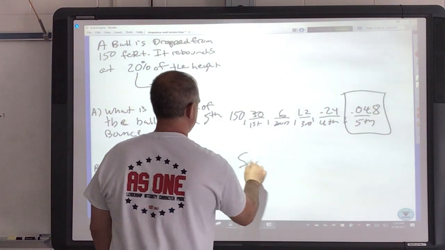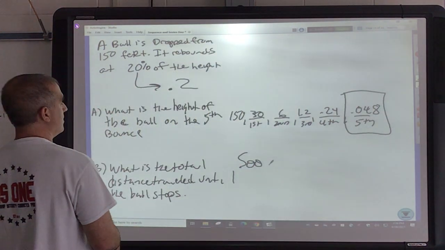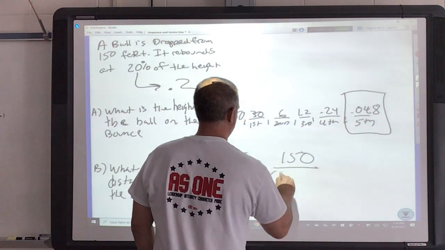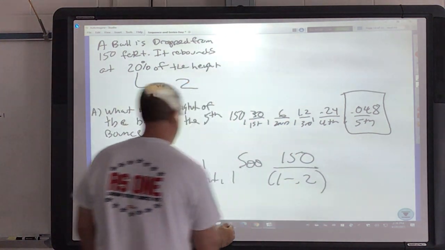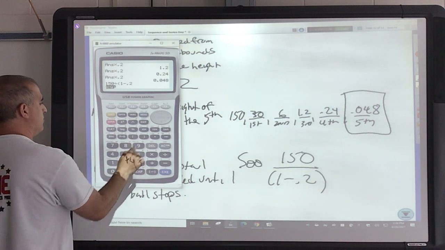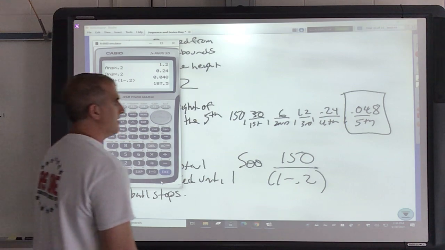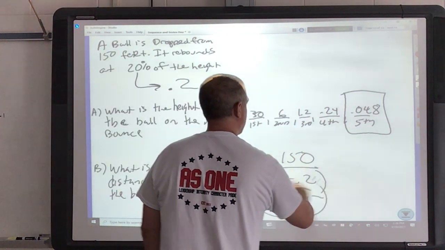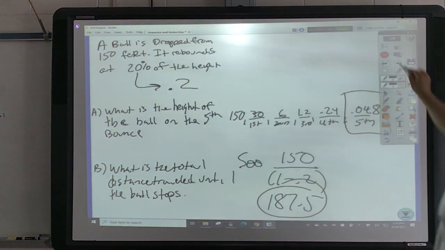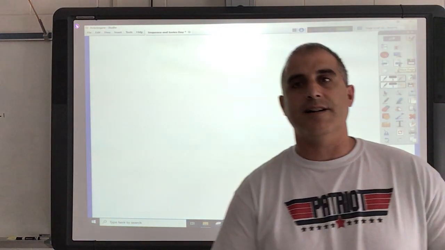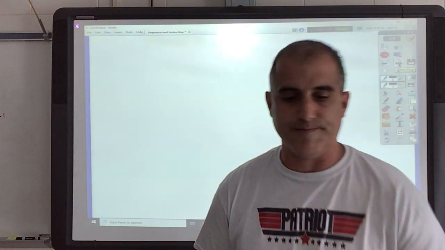This one is just an infinite series problem: how long it takes the ball to stop. So I got 150 over 1 minus 0.2. 150 divided by 1 minus 0.2 would give me 187.5 feet. All right, so that is all for the sequences and series part of that unit.